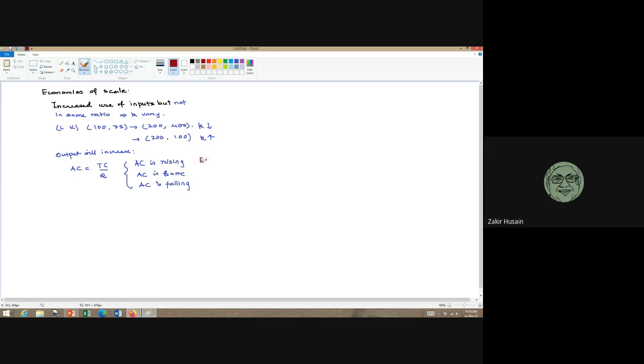Okay. So this is called, you have economies of scale. Here you have diseconomies of scale. And here the economies of scale balances with diseconomies of scale. Okay, the two balance out.